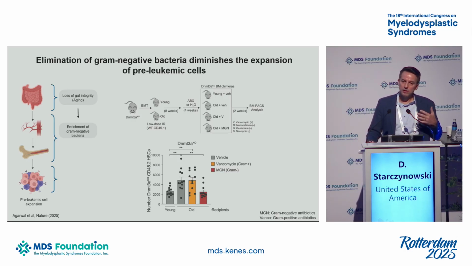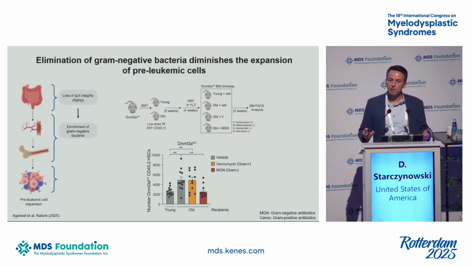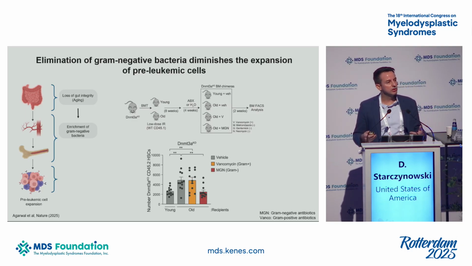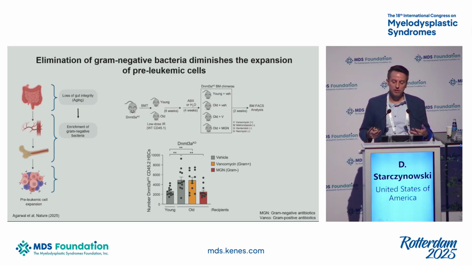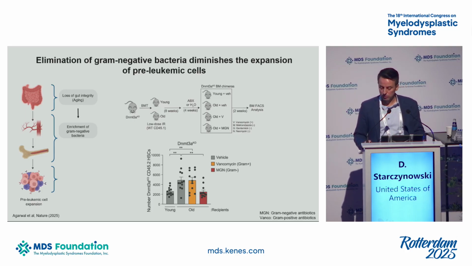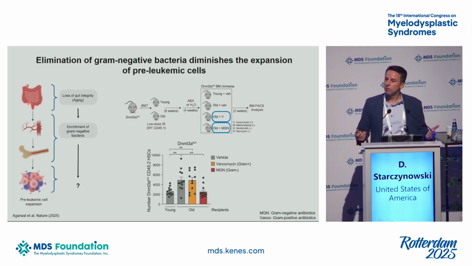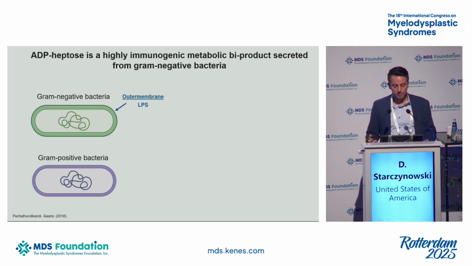When we eliminated the gram-negative bacteria in these DNMT3A mutant chimeric mice, we saw suppression of those pre-leukemic cells. But we didn't see suppression of these pre-leukemic cells when we eliminated the gram-positive bacteria. So this suggests that gram-negative bacteria are contributing to the expansion of these pre-leukemic cells. And so now the question is, mechanistically, how?